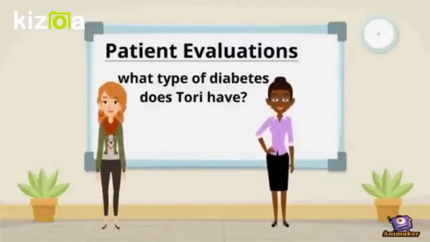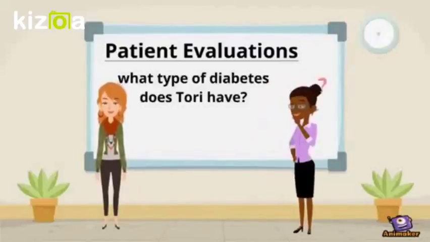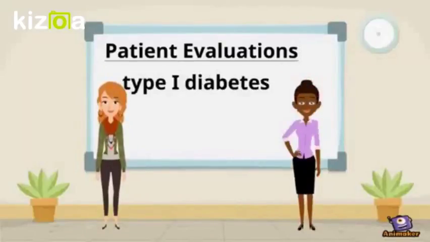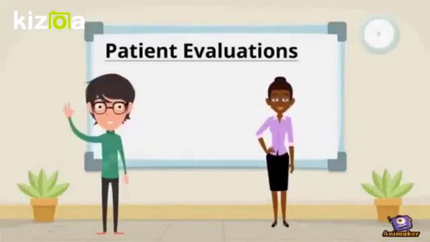What type of diabetes does Tori have? That's right. She has type 1 diabetes. We can tell because of the age that she was diagnosed with and the fact that she has otherwise lived a very healthy life. Next, we'll talk about Nate.